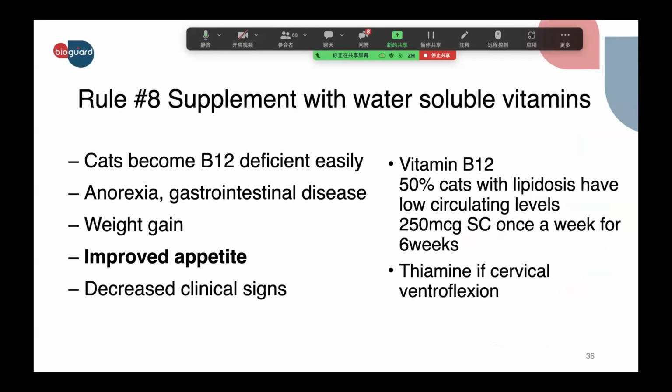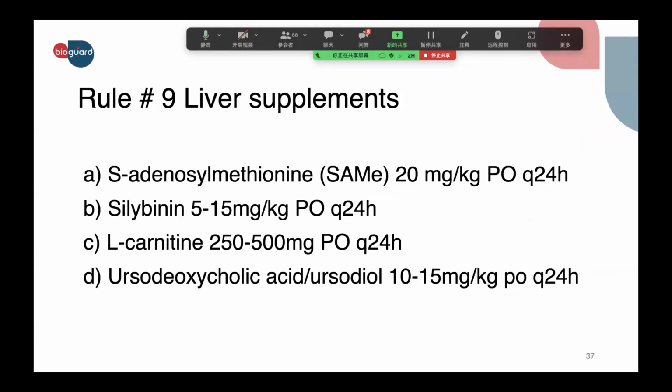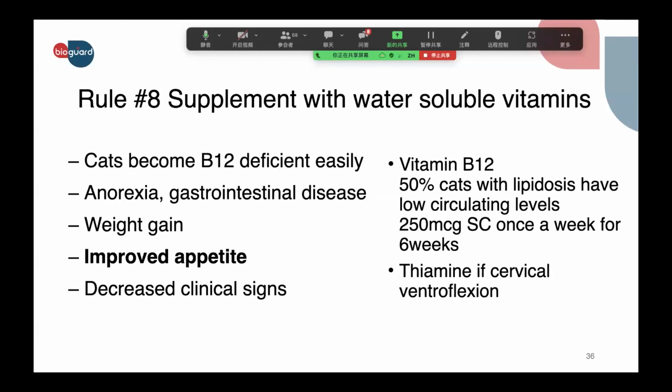And rule number 8 would be to supplement with water-soluble vitamins. That is vitamin B12. It's a very, very helpful vitamin. I will use it for every cat which is suffering from gastrointestinal signs or whose appetite is not good. Once the medicine is given, the clinical signs get better very quickly. And if there are signs like cervical ventroflexion, which means the cat cannot lift up the head properly, I will also give thiamine, that is vitamin B1, at the same time.